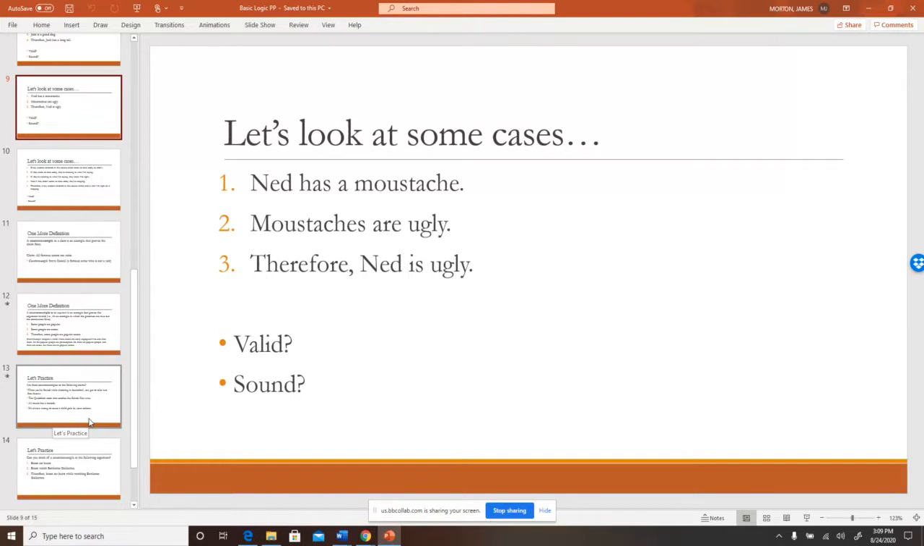Okay, is it valid? The answer is no. It is not valid because it is possible. The truth of the premises doesn't guarantee the truth of the conclusion. It's possible, that is, that 1 and 2 are true and 3 is false.